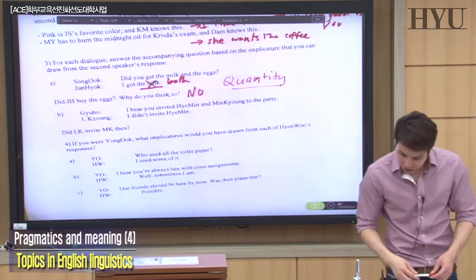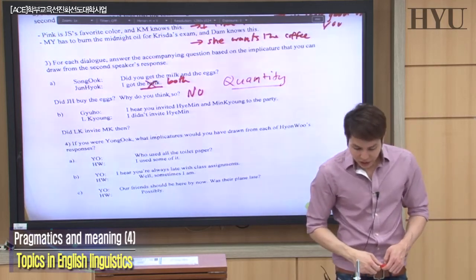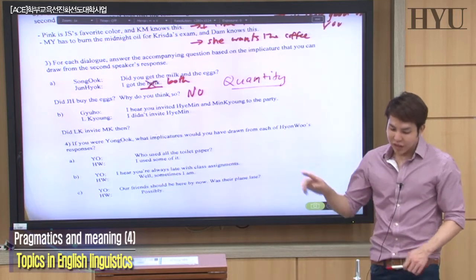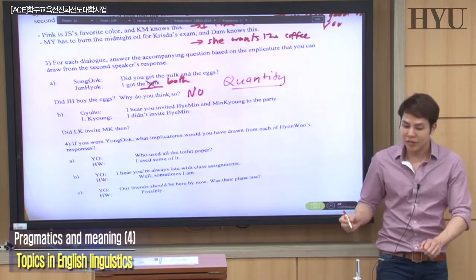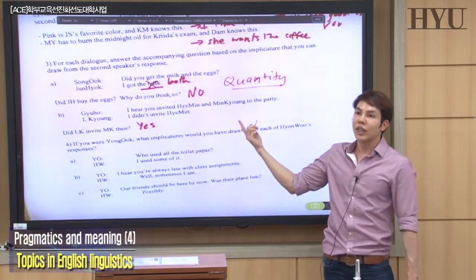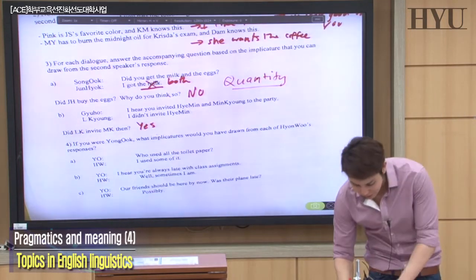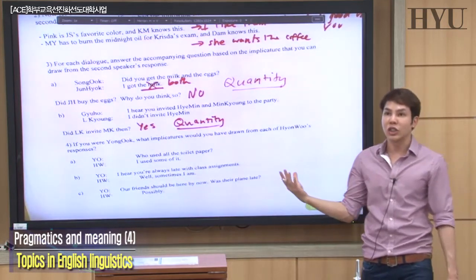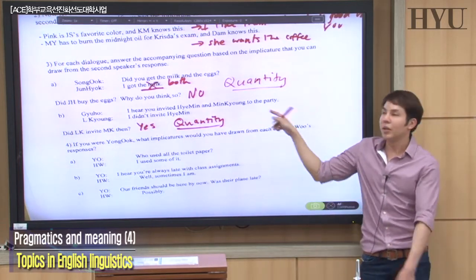Number B, I hear you invited Hye-min and Min-kyung to the party, and then Kyung-wan said, I didn't invite Hye-min. Do you think he invited Min-kyung then? Yes, right? Yes, for the same reason, because if he invited both, then he would have said both. And again, it's the maxim of quantity that gives rise to that interpretation, that we know that he did invite Min-kyung. Okay.